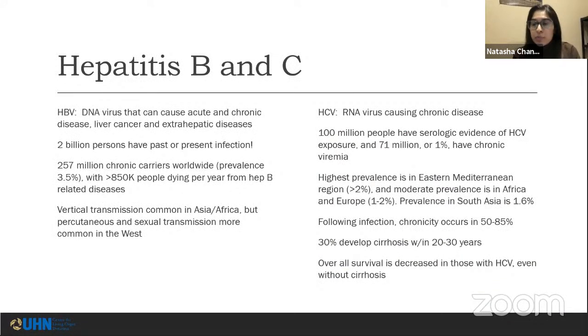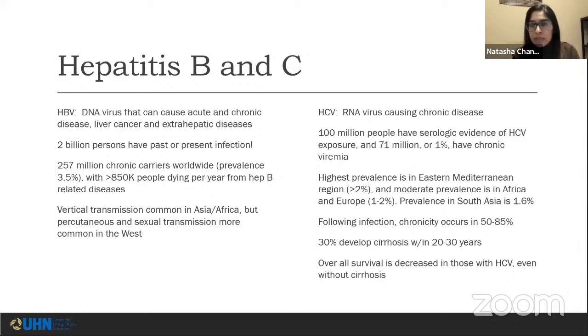I now want to talk to you about viral hepatitis B and C. Hepatitis B and C are both common diseases. The World Health Organization has provided us all with a global challenge to reduce the prevalence of this disease by more than 90% by the year 2030. And we have a lot of work to do in our country to achieve that goal.